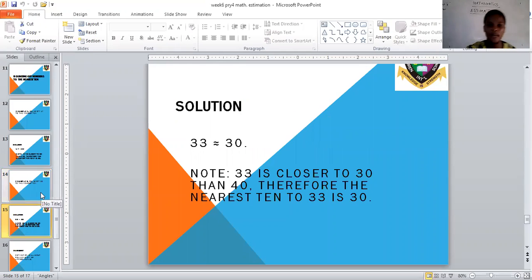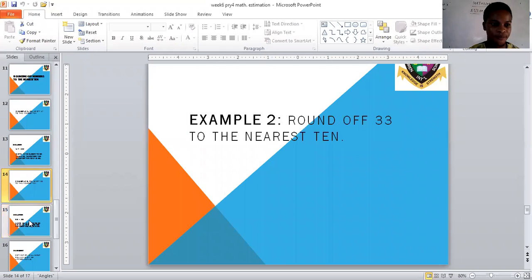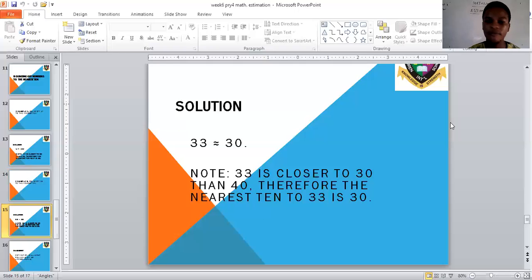Look at what they wrote there. They said 33 is approximately equal to 30, as we have done on the board. Then note, 33 is closer to 30 than 40. Therefore, the nearest 10 to 33 is 30.